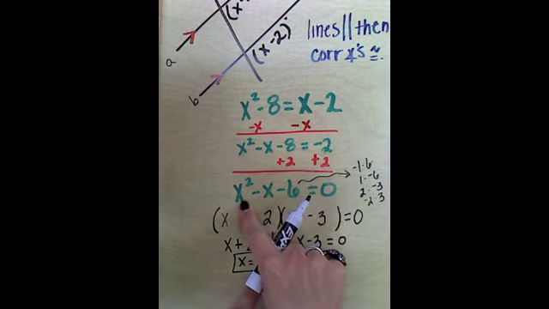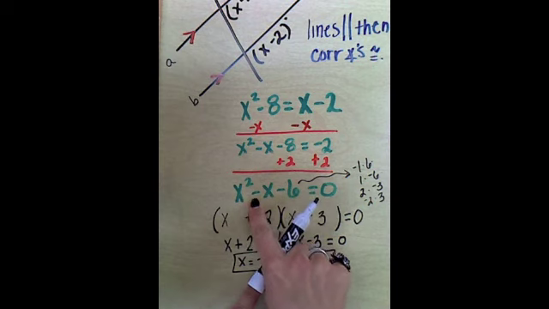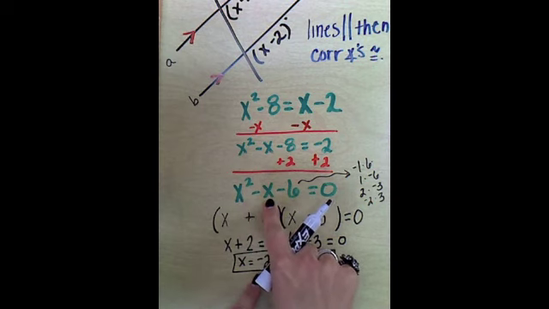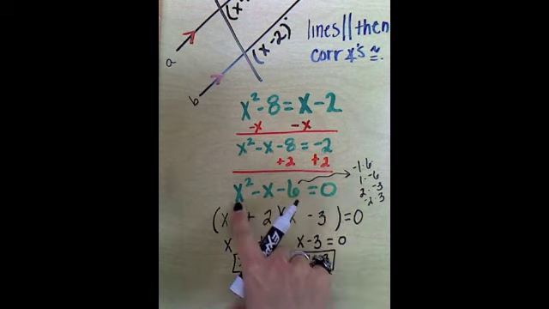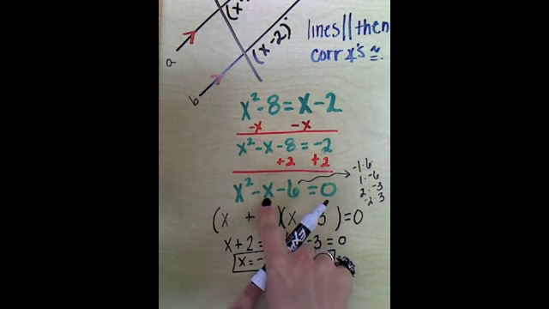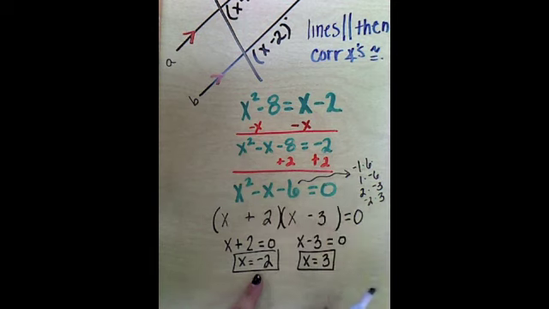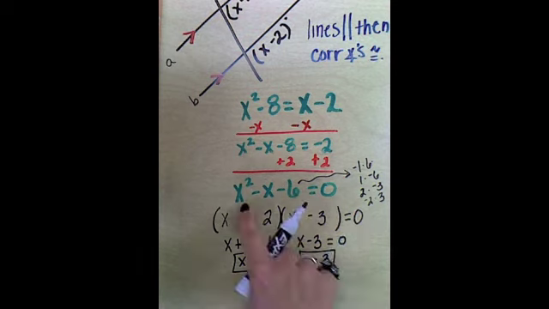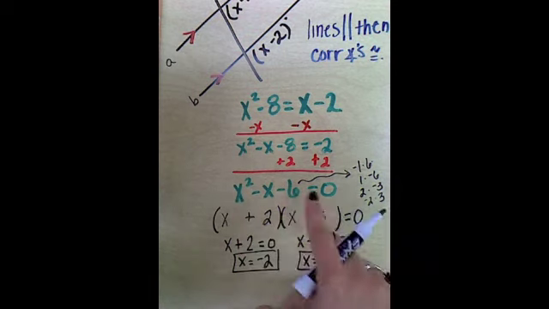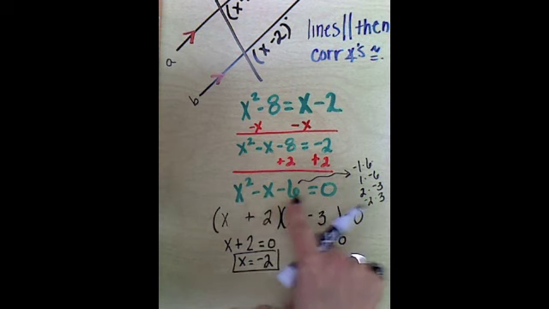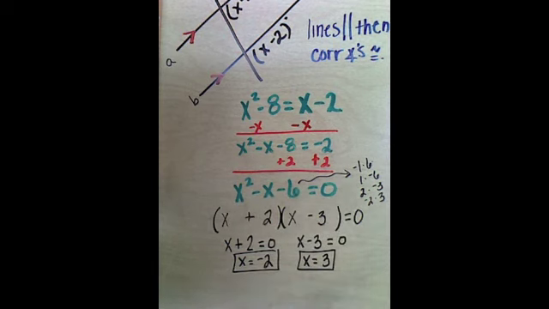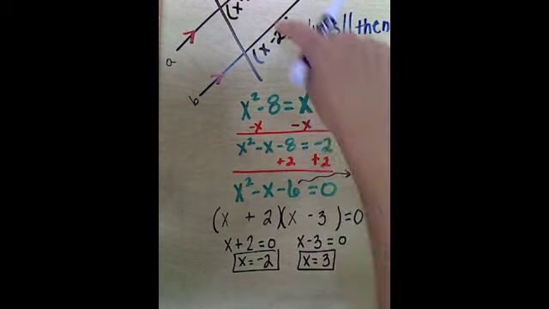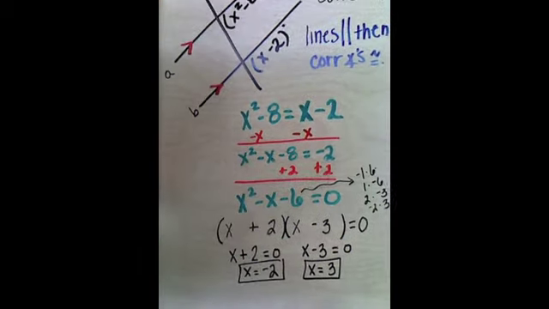Negative 2 squared is 4. Negative times negative 2 is going to be plus 2. So 4 plus 2 is 6, minus 6 is 0. It works. If I plug in 3, 3 squared is 9. 9 minus 3 is 6. 6 minus 6 is 0. Both of these then are the correct solutions. And both of them would be the answer to what would fit in this original problem.